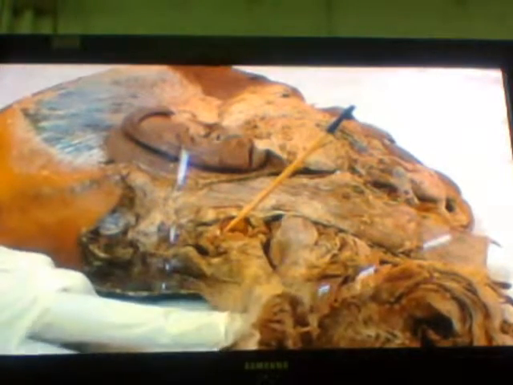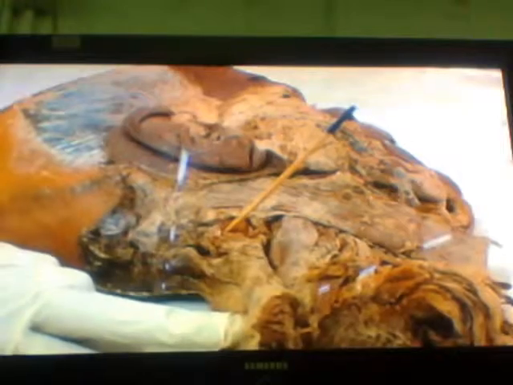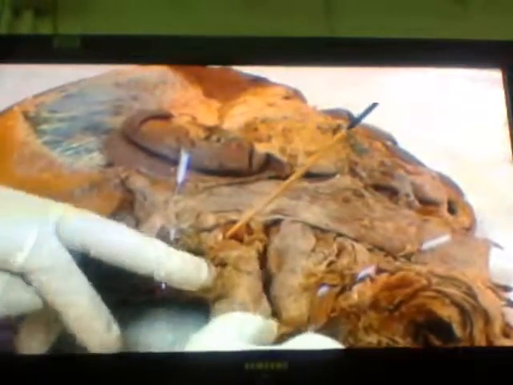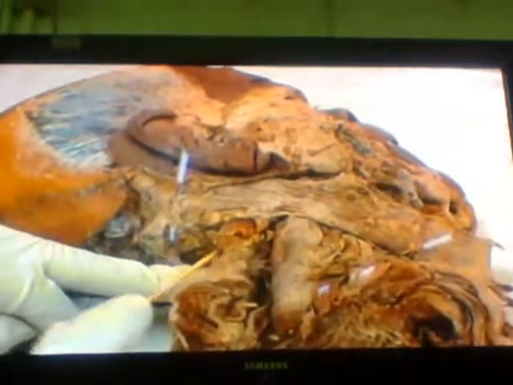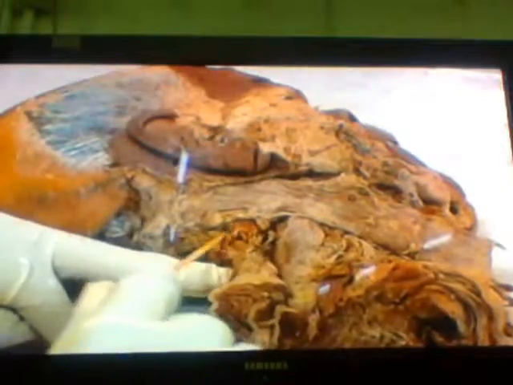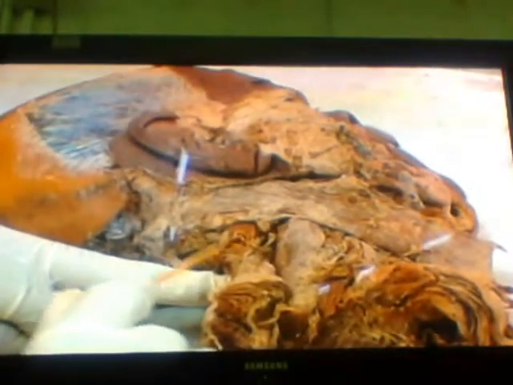Splenius means bandage. And you know how you put on a bandage? You kind of put it on in an oblique way. Well, that is what splenius means. And here is splenius, he's coming obliquely. He has an oblique position in the floor of the posterior triangle.